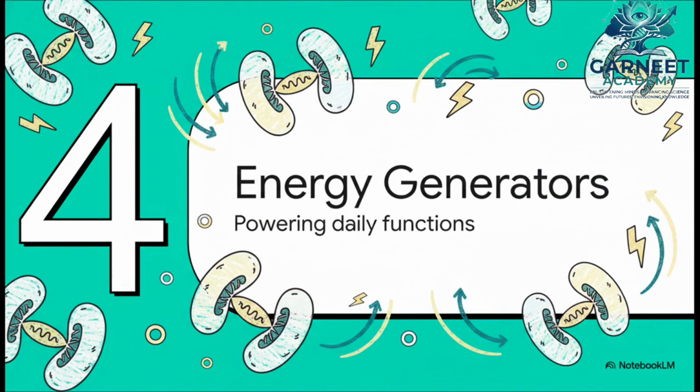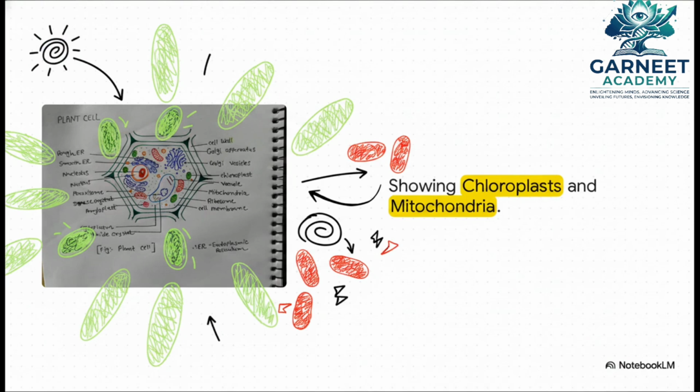Which brings us to part four, energy generators, powering the plant's daily functions. Now, obviously, a city can't execute its blueprints without power. And what's really interesting about this slide is the specialized division of labor. Look at the bright green oval shapes labeled chloroplasts. These are literally the solar panels of our city. They capture sunlight and convert it into food. And by the way, this is exactly why plants are green.